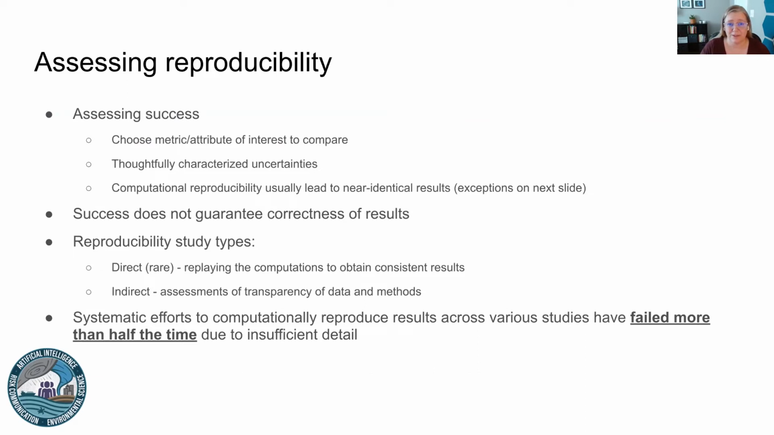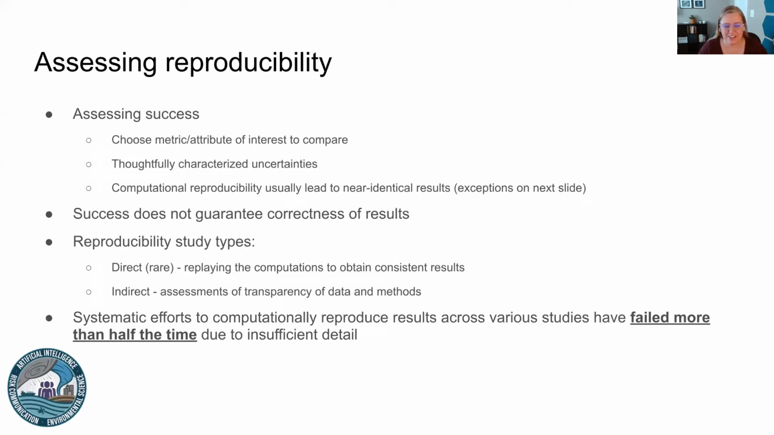So when we assess reproducibility, so are we able to reproduce the study? There are some steps that are generally good practice. First is choosing a metric or attribute of interest to compare. So if we're comparing data sets that are creating several different outputs, we really want to focus on the outputs of interest. We may not care so much about certain fringe elements, but we do need to make sure we choose these attributes carefully. And then we have to thoughtfully characterize the uncertainties.